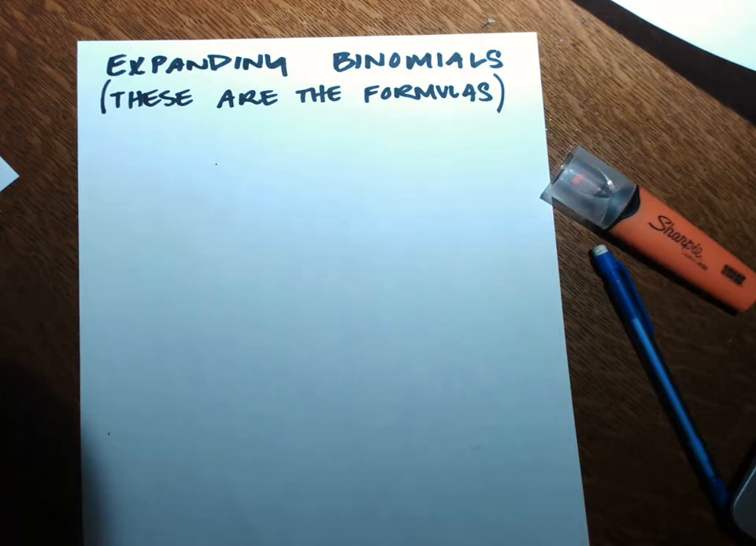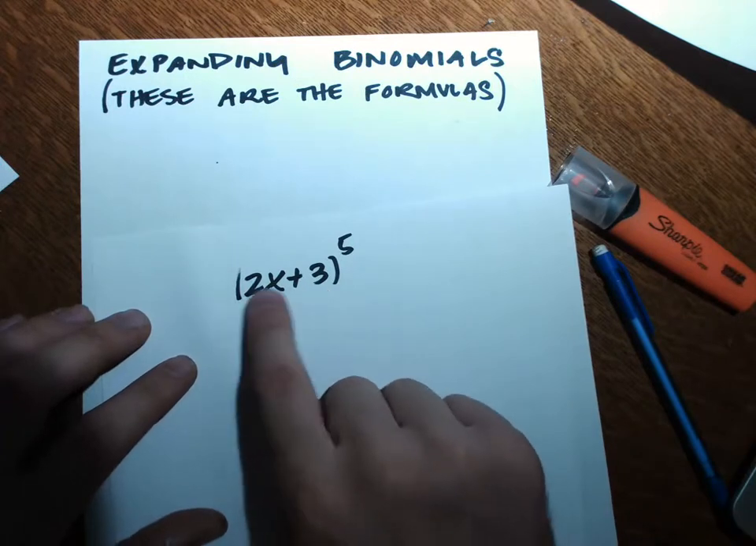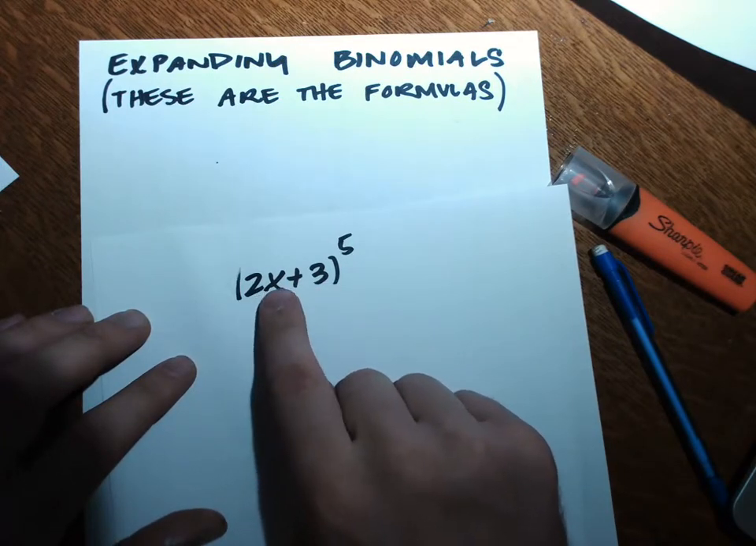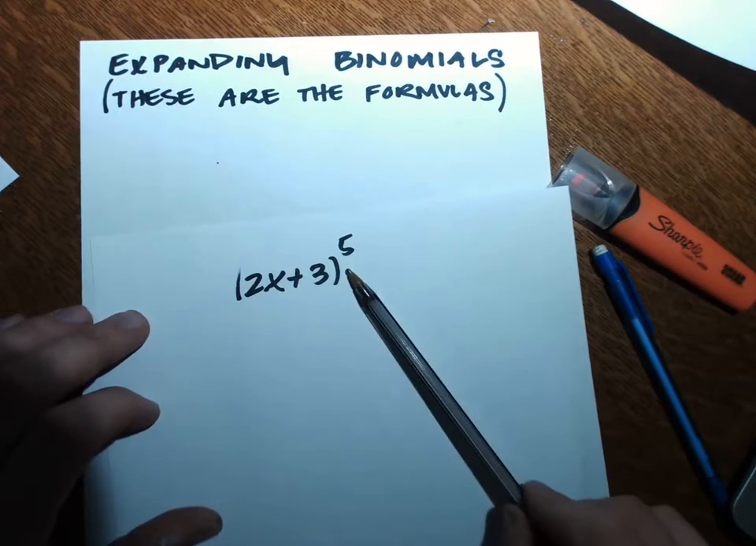All right, we're going to take a look at what formulas we can use to expand problems like this. So this is a binomial. You have two numbers here. The 2x represents one number, and the 3 represents the other. And this is to the fifth power.